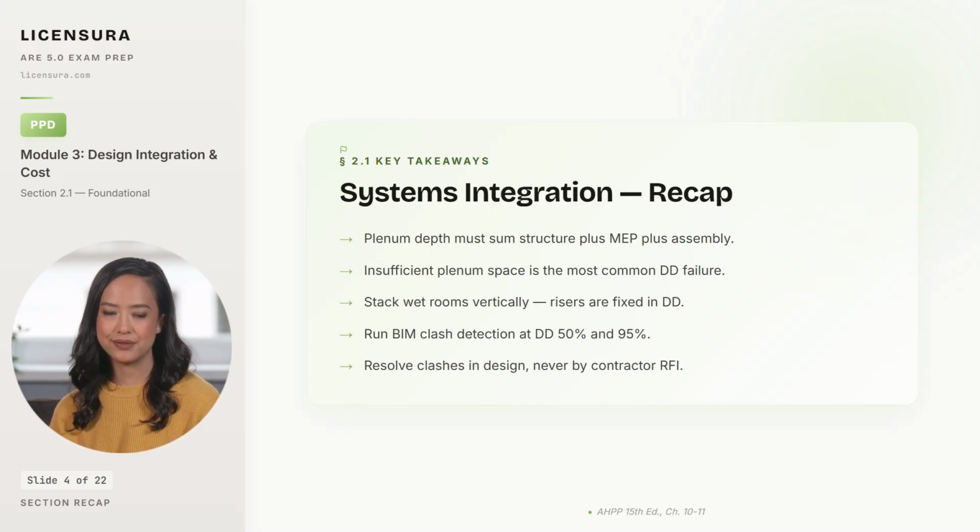Run BIM clash detection at DD 50% and at DD 95%, not just at CD start, because earlier discovery is exponentially cheaper. And resolve clashes in design rather than punting them to the contractor as RFIs. RFI-driven coordination shifts liability back to the architect even after the architect has been paid for DD.